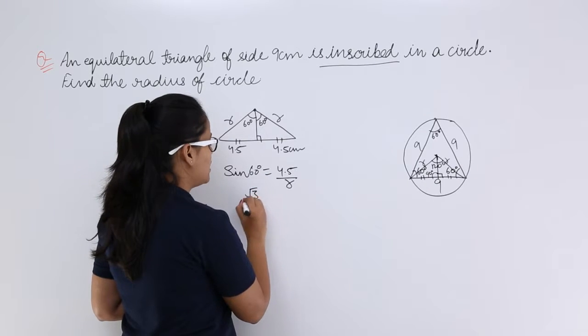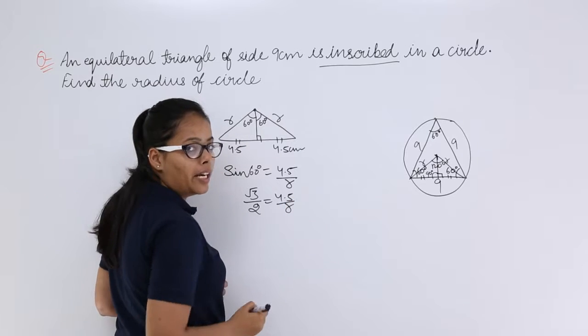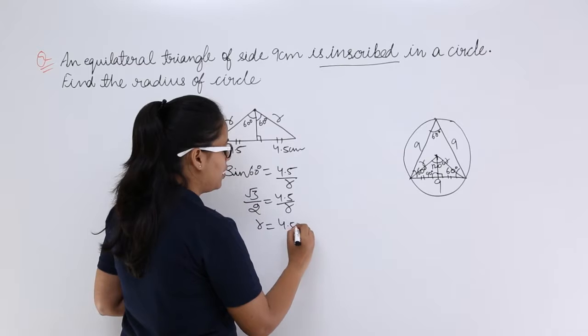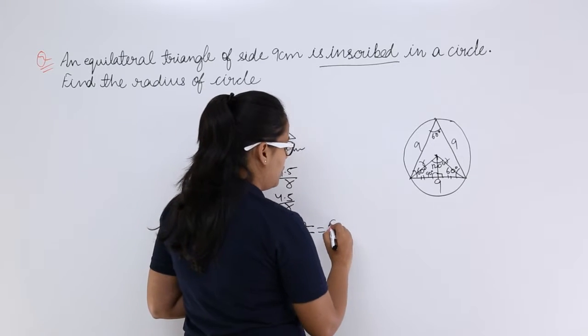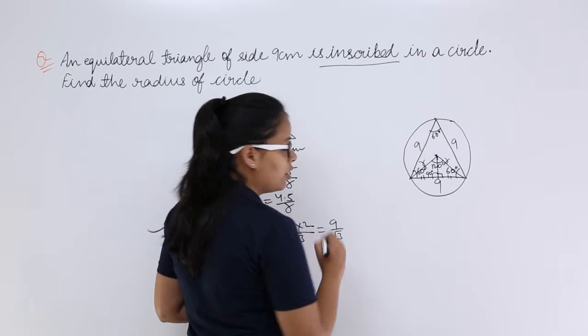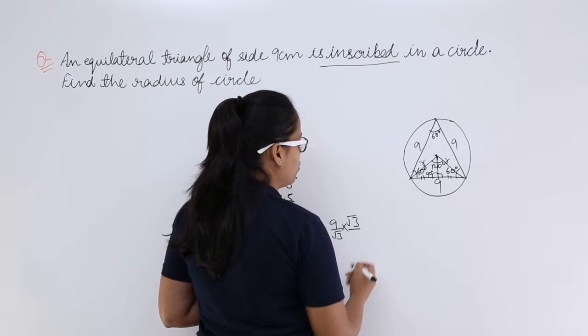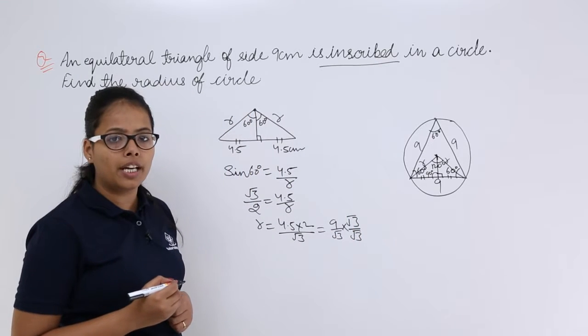The value of sine 60 is root 3 by 2. So this is 4.5 divided by R. The value of R will be 4.5 into 2 divided by root 3. Now this value will be 9 by root 3. You can rationalize here by writing root 3 in the numerator and root 3 in the denominator as well.